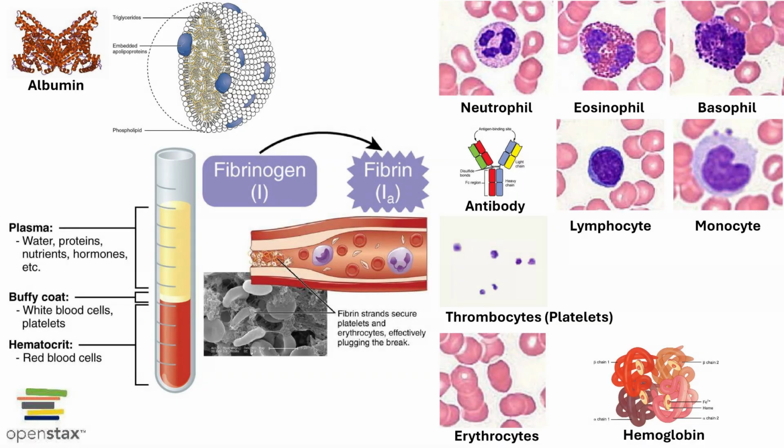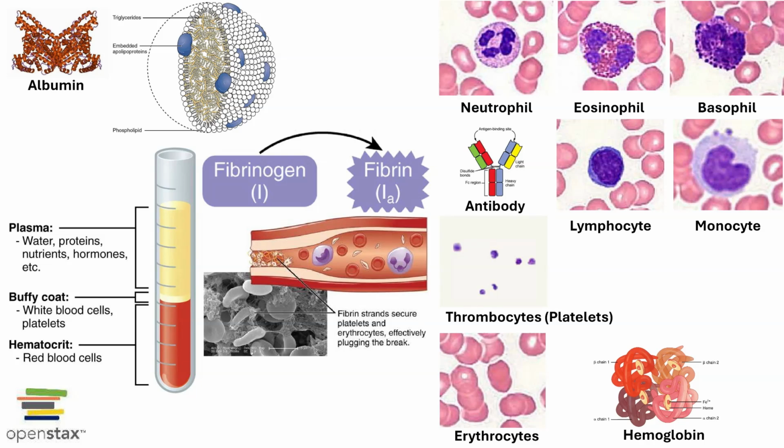In summary, this video covered the structure and functions of blood. Blood has three major functions: transportation, defense, and maintenance of homeostasis. Whole blood is composed of plasma and formed elements. Plasma contains important proteins, including albumin, globulins, and fibrinogen. The formed elements include leukocytes, platelets, and erythrocytes.